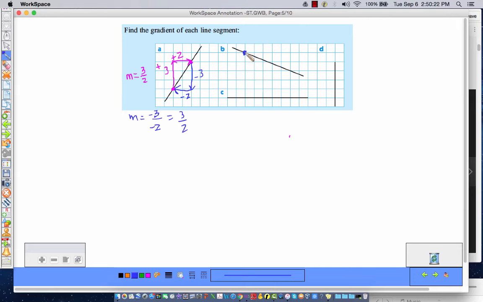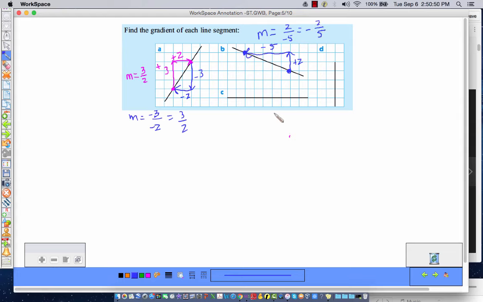Let's try this. Here and here looks good. So I can go up 2, so that's a positive 2, and to the left, 1, 2, 3, 4, 5. So the move to the left is negative 5. So for C, the slope is 2 over negative 5. And we generally just say, okay, positive over a negative is a negative. So I'll just write that as negative 2/5.